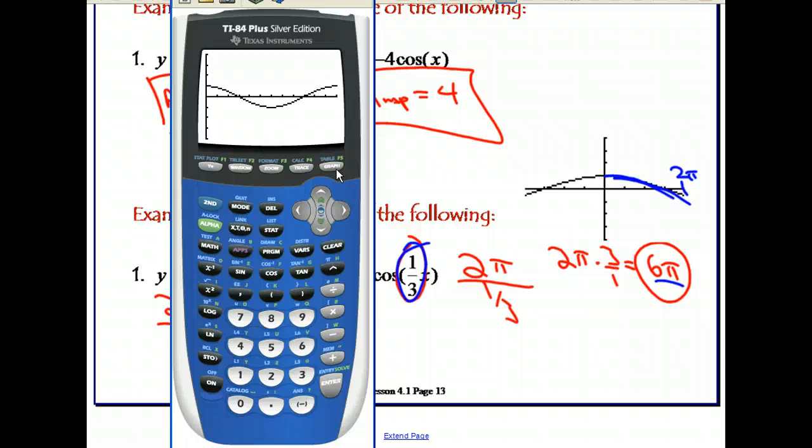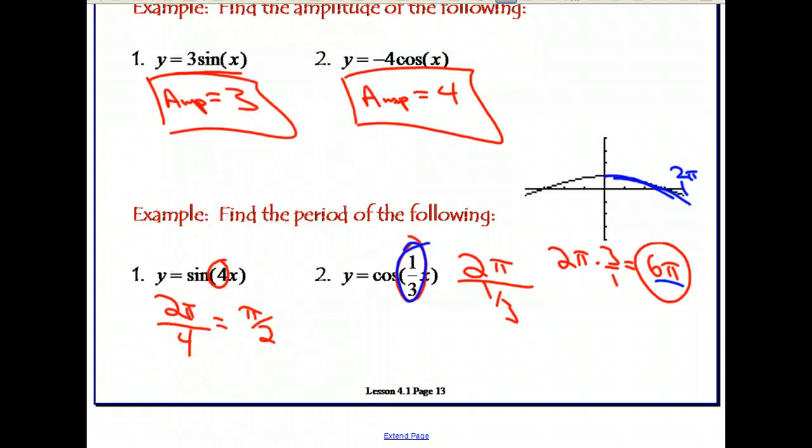Otherwise, they all look the same. And so it's important that you would label that graph and say, look, I'm going from 0 to 6 pi now. Okay, a couple more.